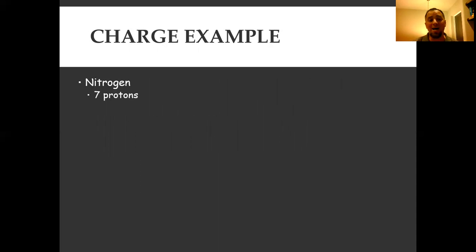So nitrogen, we know, has 7 protons. It also has 7 electrons. So in its standard state here, there is no net charge. It is not an ion. But we can draw this. If we write out the electron configuration, we know it has 5 valence electrons. We can also look at the periodic table and see that nitrogen is in the 5A group, which also tells us that there are 5 valence electrons. So we'll write nitrogen and draw the 5 valence electrons in our Lewis dot structure.